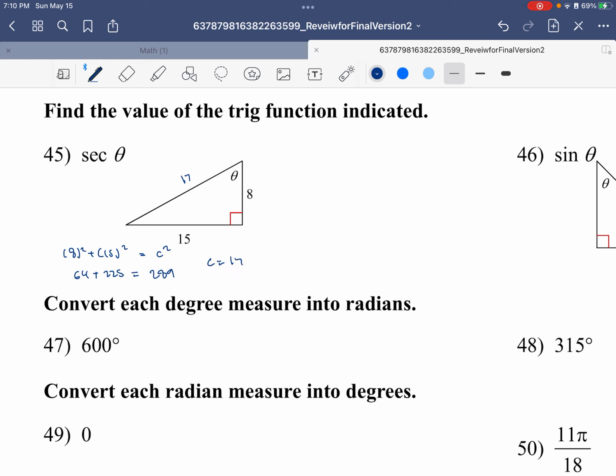So that's how you do that. And then secant is the reciprocal of cosine, so it's always easier to start with either sine, cosine, or tangent when trying to find the reciprocals.